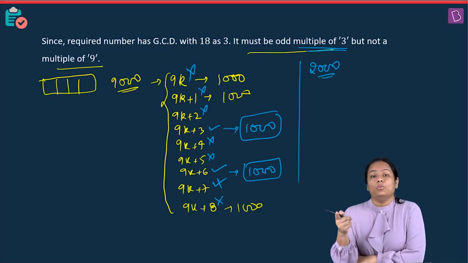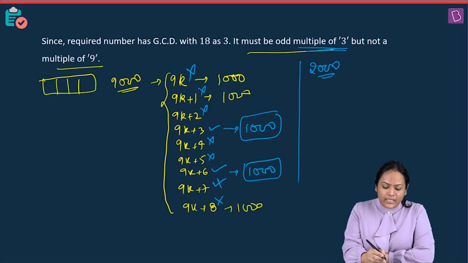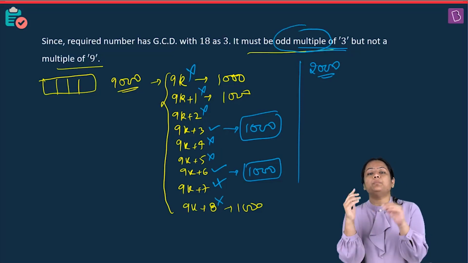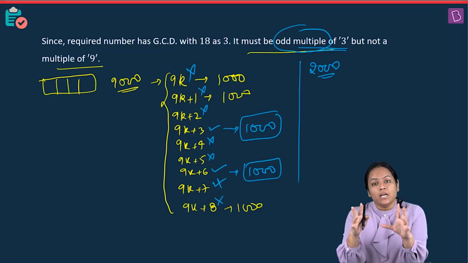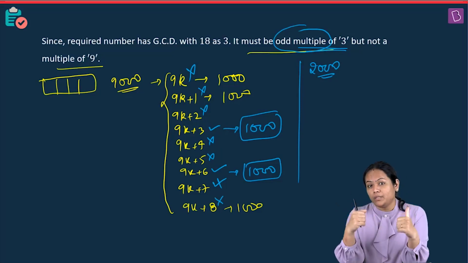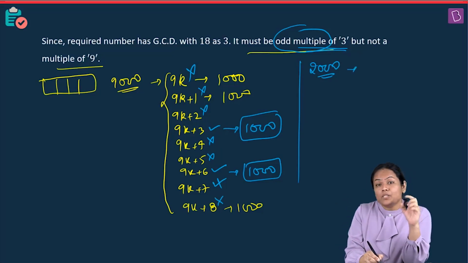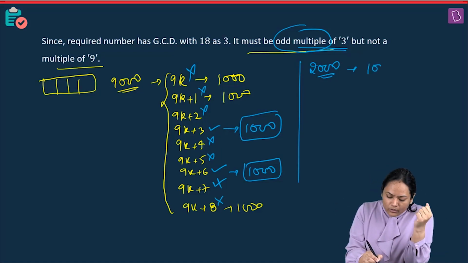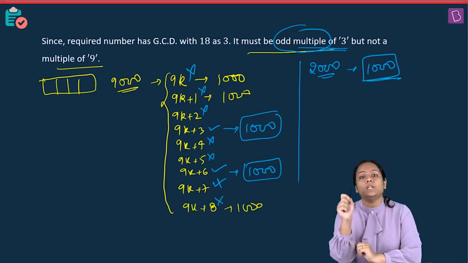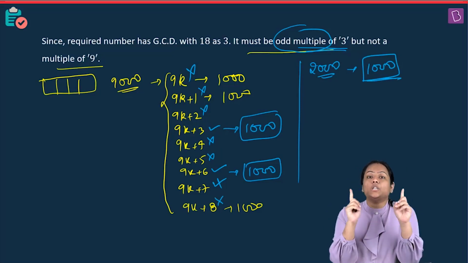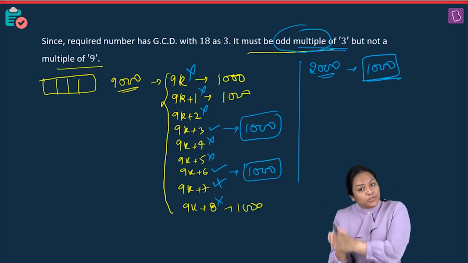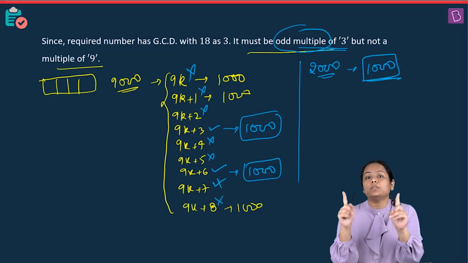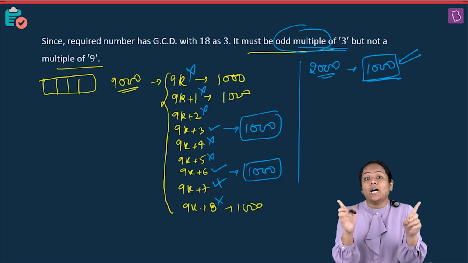Clear? Now, what have they asked? They have said that the number should be an odd multiple of 3. That means if I have 2000 numbers which are multiples of 3, I have to take only those which are odd multiples of 3. So out of 2000, how many numbers will be odd? Half of it. That gives me 1000 numbers which will be odd multiples of 3 but not a multiple of 9. Have you understood? Out of 2000, there will be only 1000 numbers which will be odd multiples of 3 and not a multiple of 9. So the final answer becomes 1000.